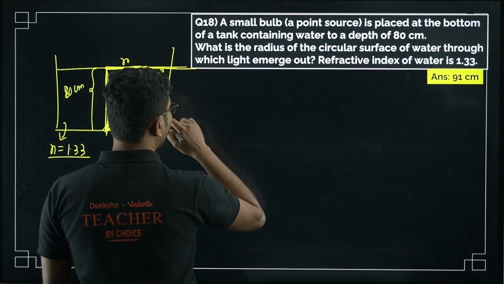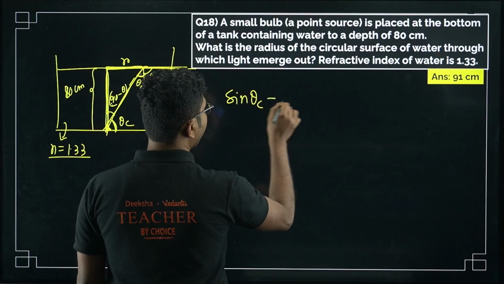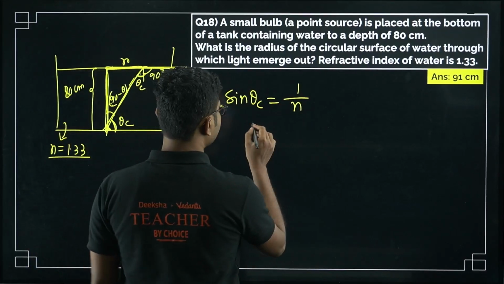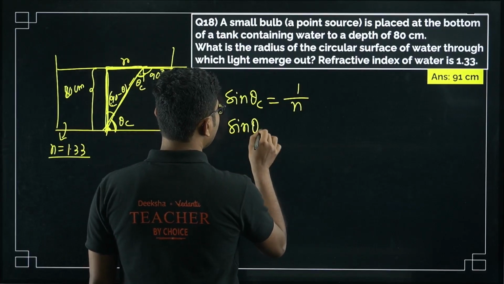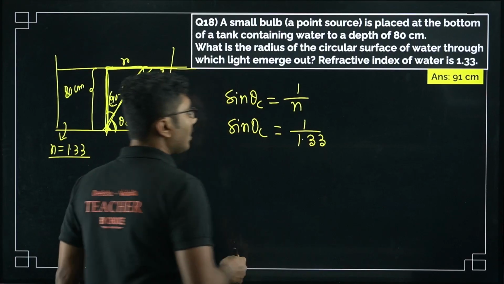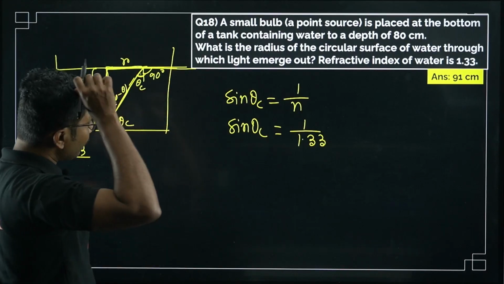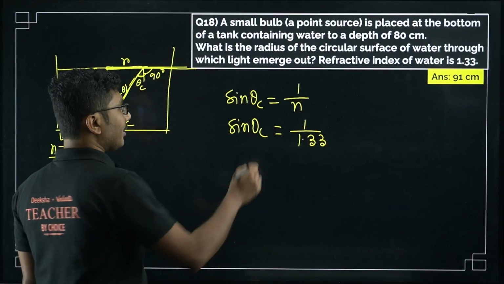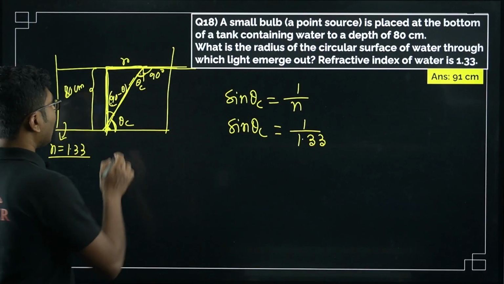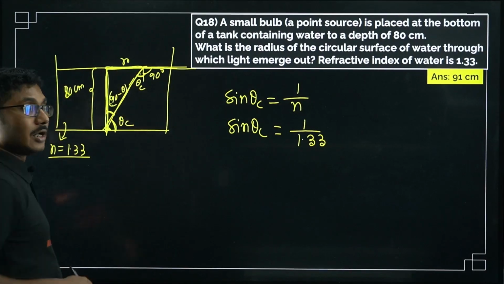First we will use the fact that sine theta c equals 1 by n. Okay, so sine theta c is basically equal to 1 by 1.33, right? And we do not need to calculate theta c. Okay, scientific calculators are not allowed, so you cannot directly calculate sine theta c, that is fine. What we will do, we will try to see how this angle and this are related. From there we can find.